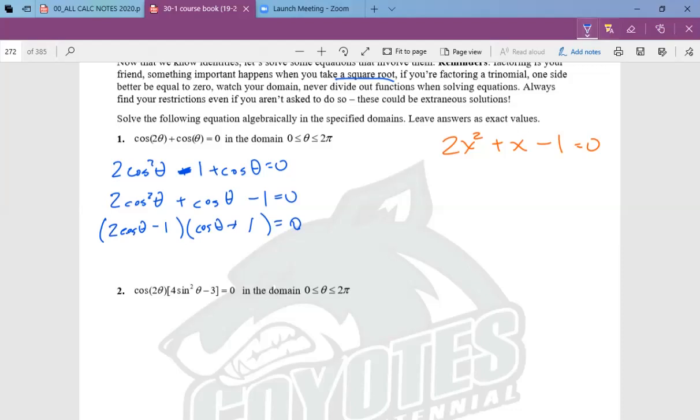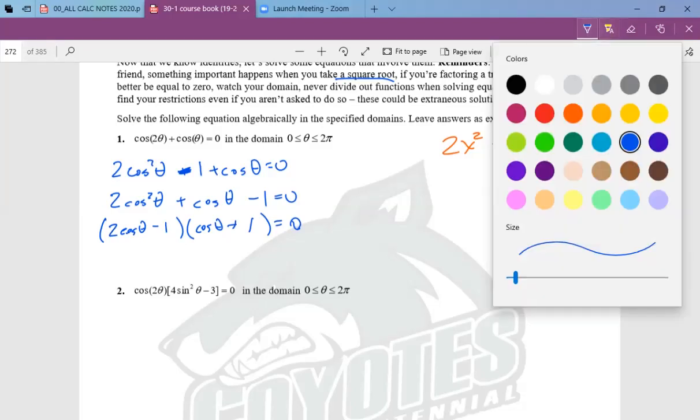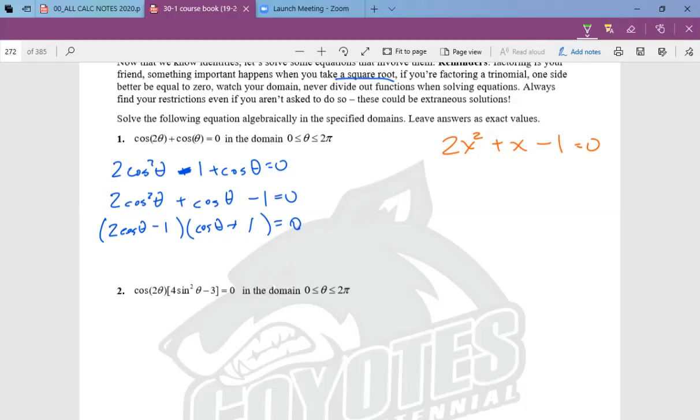Our next step now is to find solutions. We break that into 2 micro equations, and we have therefore 2 cos theta minus 1 equals 0. Cos theta is equal to 1/2. Where does that happen? Where is cosine theta equal to 1/2? That happens on our pi thirds in quadrants 1 and 4. So down here and up there. And so theta is equal to pi thirds, and it's equal to 5 pi thirds.